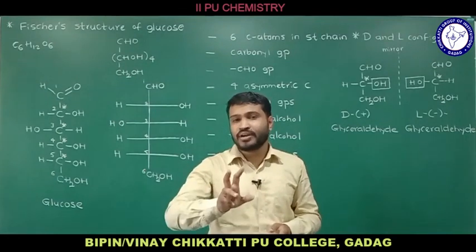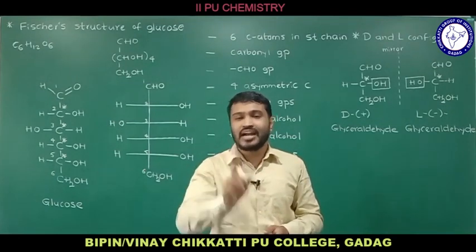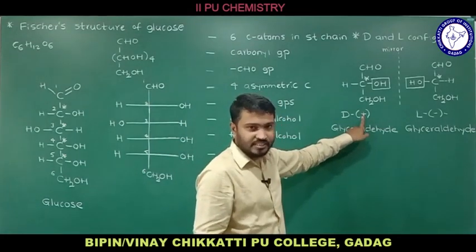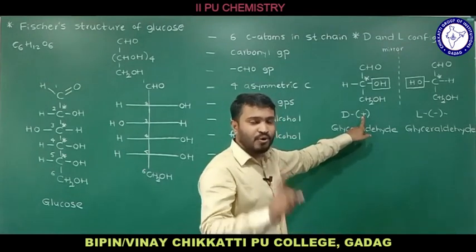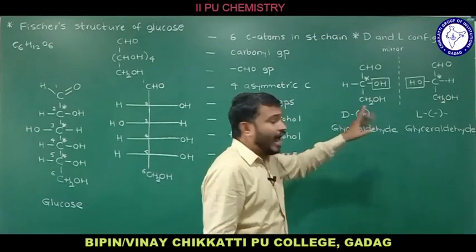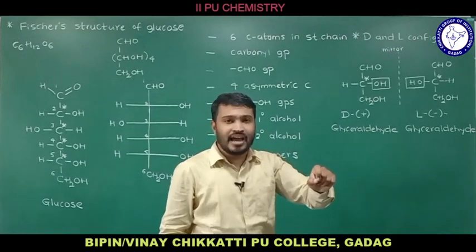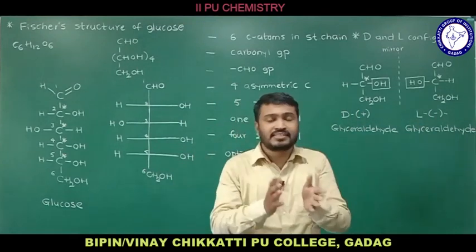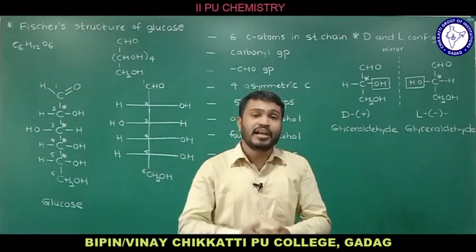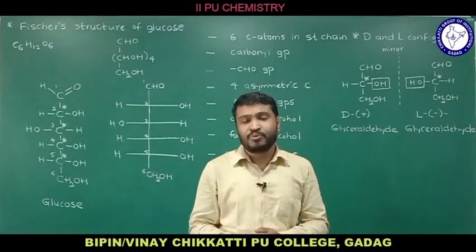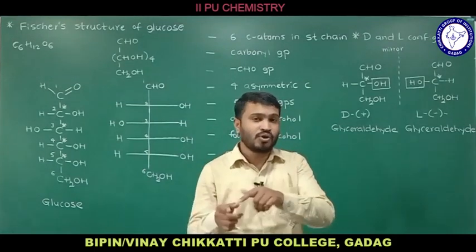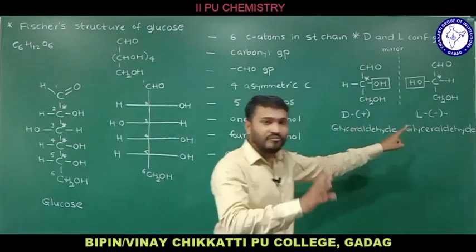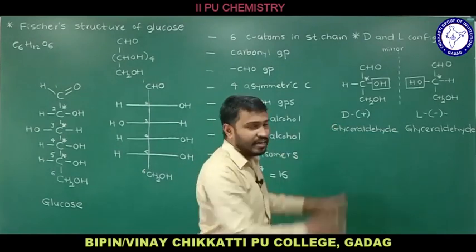If any compound rotates the plane polarized light towards the right side, that is represented by plus. This plus represents the compound rotates plane polarized light towards the right side. And if a compound rotates the plane polarized light towards the left side, then we write a minus here. So try to know plus and minus depends on the ability of a compound to rotate plane polarized light either towards the right side or towards the left side. Remember, plus right side and minus left side, and the compound should have the asymmetric carbon.